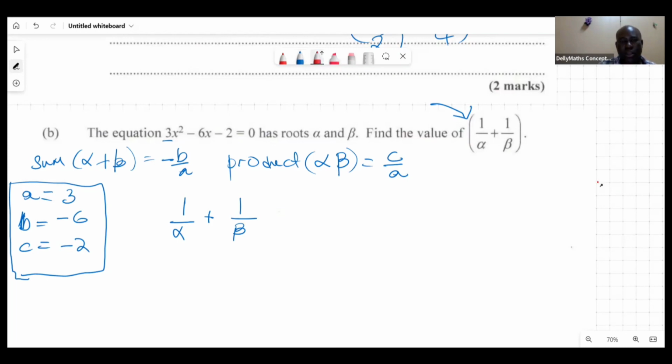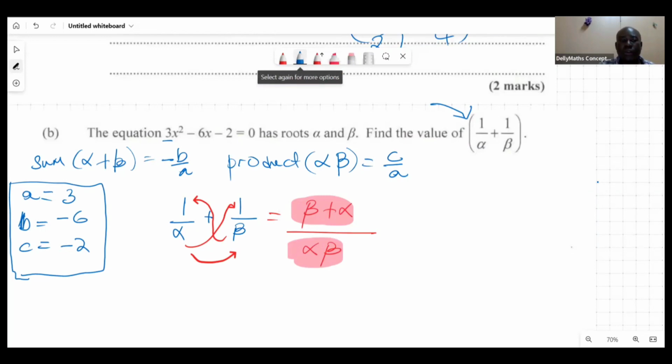So we could do a quick cross multiplication. Beta times 1, alpha times 1, alpha times beta, right? So that is going to give us beta plus alpha all over alpha beta. So that's me working this fraction. Now, if you look on top, you're seeing sum. Underneath, you're seeing product. So we're going to substitute, right?